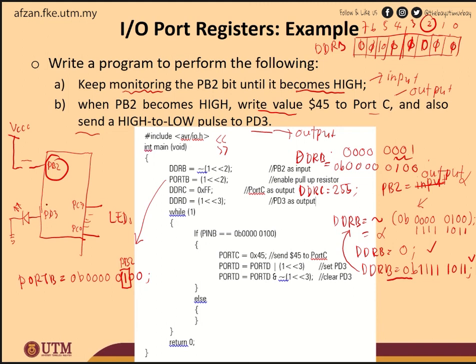Last but not least, you need to initialize this one also as an output port. So PD3 as output port. So DDRD equal to 1 shifted to the left, how many times? 3 times. Instead of using this kind of shifting, what you can do is you just write down DDRD equal to 0B.